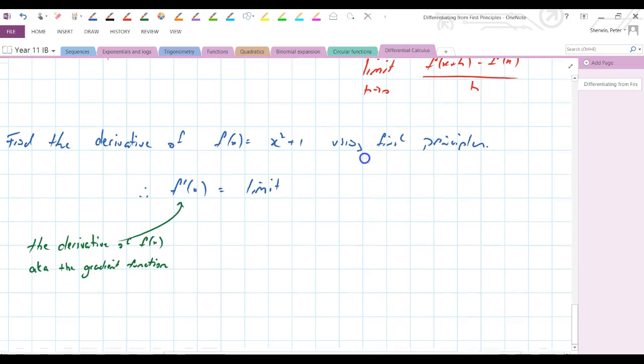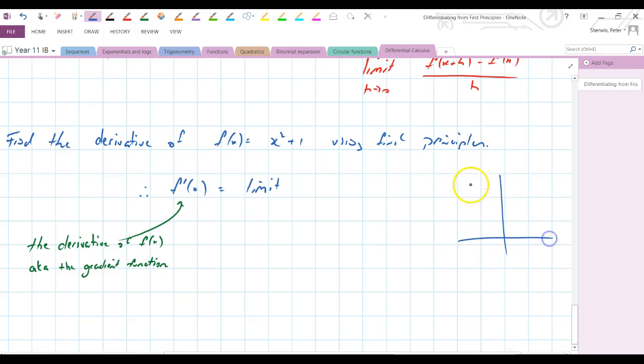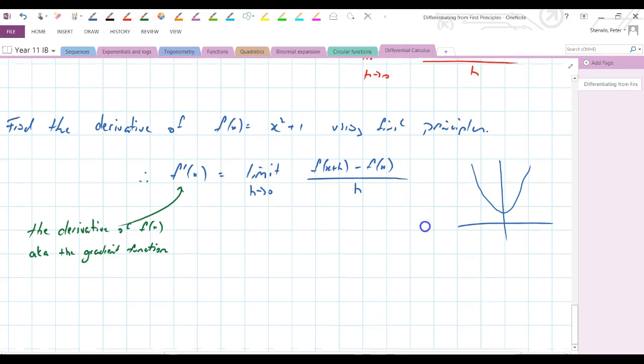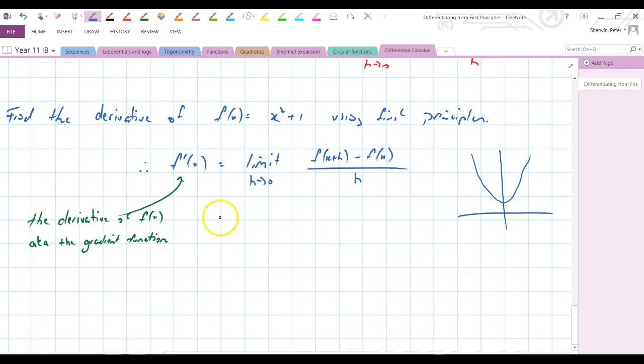You know what this is. X squared plus 1, it's a little parabola, vertically translated up 1. So the limit as h tends to 0 of f of x plus h minus f of x over h. Now, if f of x is x squared plus 1, what's f of x plus h? We need to put that in first. So x plus h squared plus 1, now minus this function, x squared plus 1, over h.